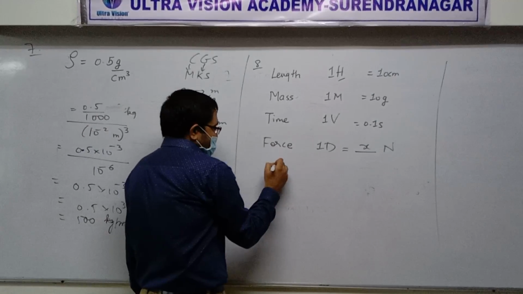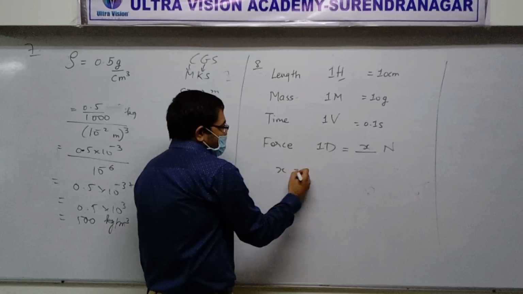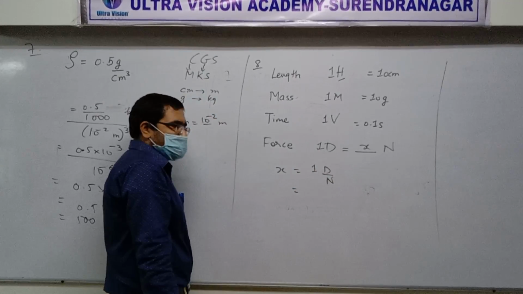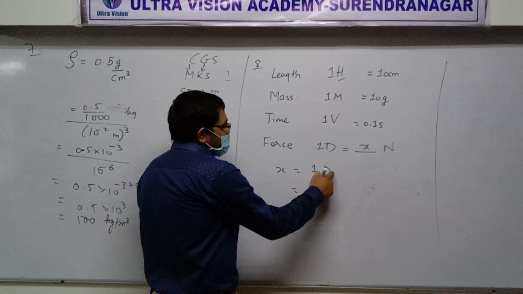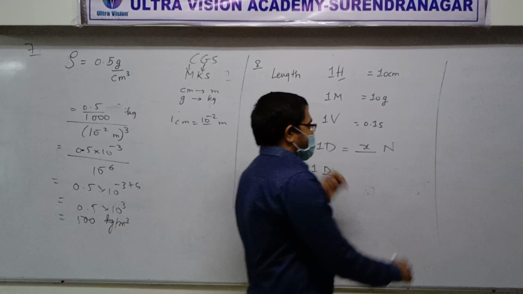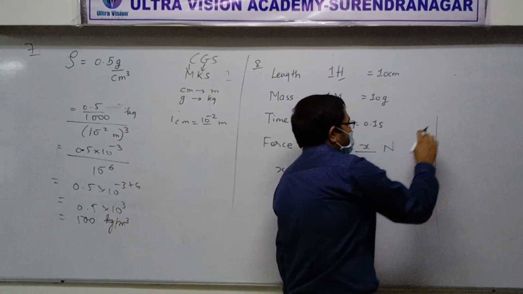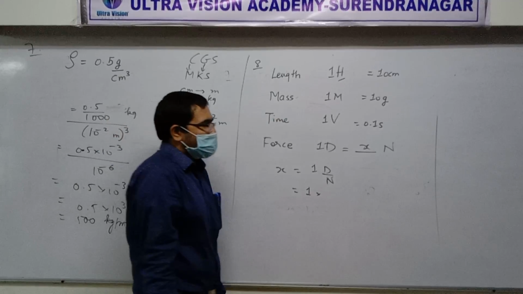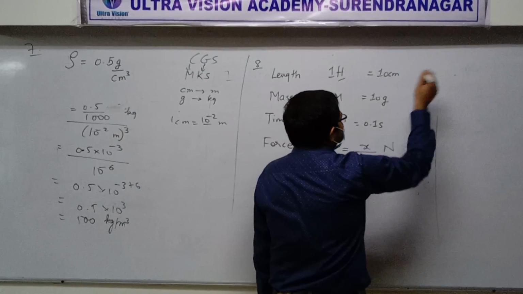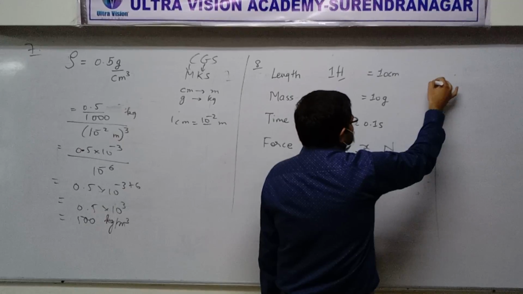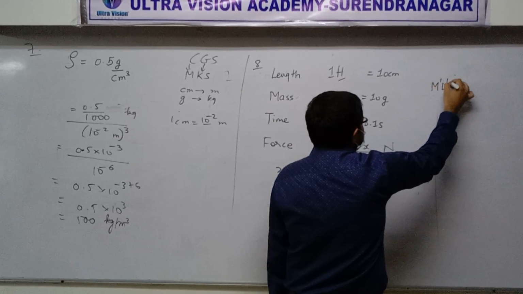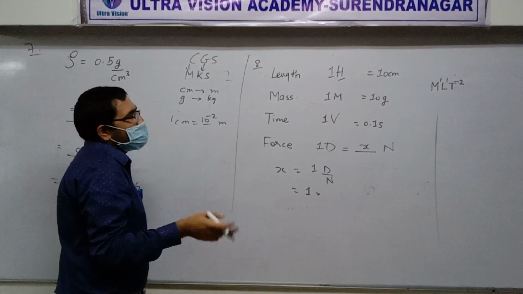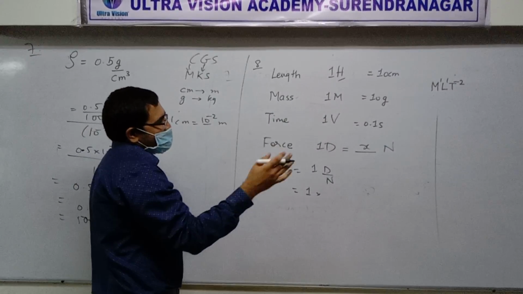Let's start. So what do we have? x is equal to 1 d upon N. Now, this is a unit of force. How do you make a unit of force? This is where dimensional formula does help. The dimensional formula of force is M raised to 1, L raised to 1, T raised to minus 2. That is mass raised to 1, length raised to 1 and time raised to minus 2.